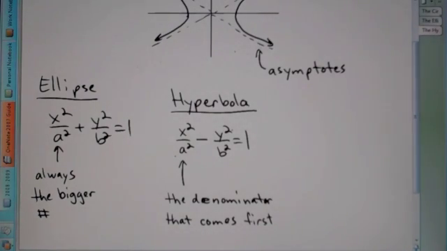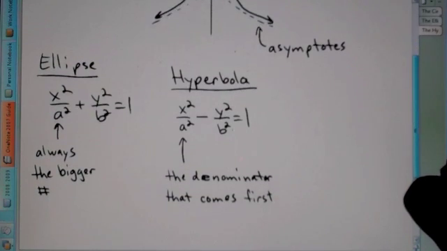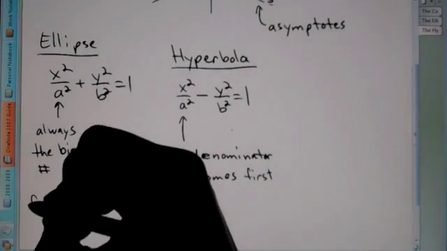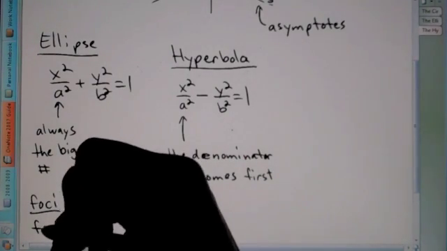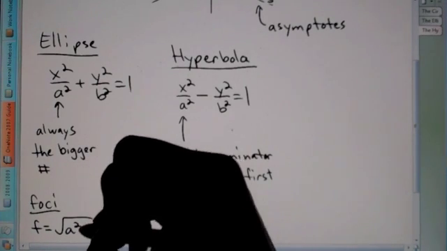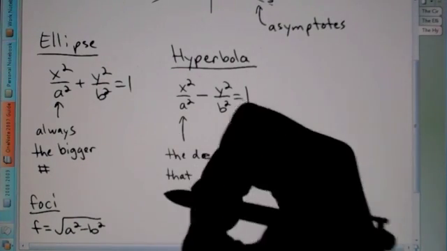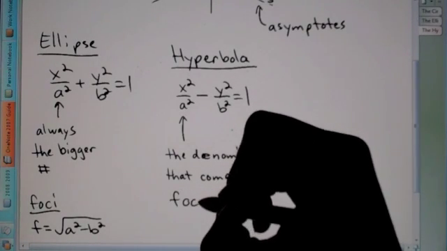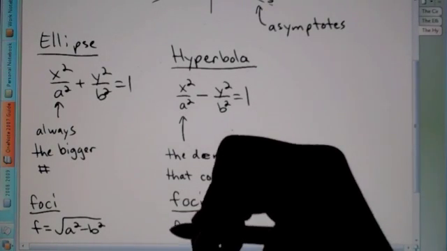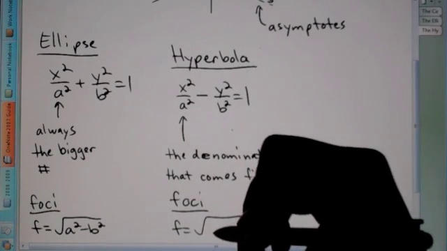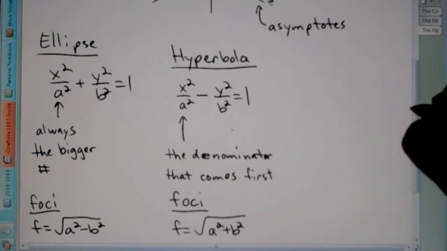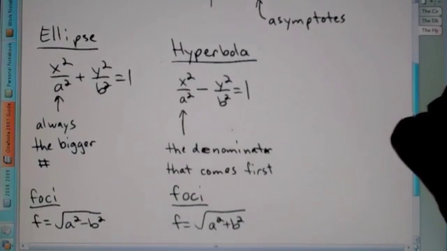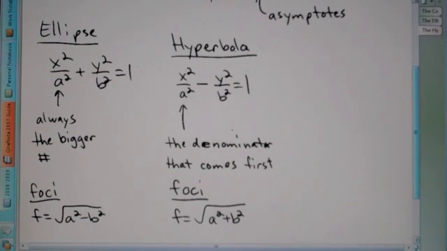Okay? Well, the one other difference is the foci. For an ellipse, we had f is equal to the square root of a squared minus b squared. Now the foci for a hyperbola is f is equal to the square root of a squared plus b squared. Now when we graph a hyperbola, we actually don't graph b. We're only going to plot a.